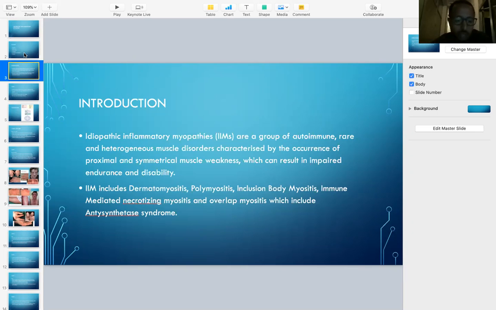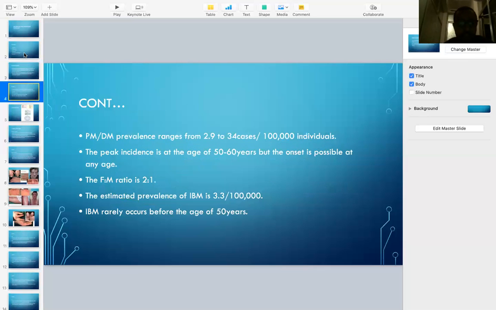And when you talk about idiopathic inflammatory myositis, there are common terminologies that you will find, and depending on the classification, the grouping may vary, but these are the important subgroups of the idiopathic inflammatory myositis. One is dermatomyositis, the other is polymyositis, and the other is inclusion body myositis, immune-mediated necrotizing myositis, and overlap myositis, which includes anti-synthetase syndrome. And we'll see the detail on the classification system.